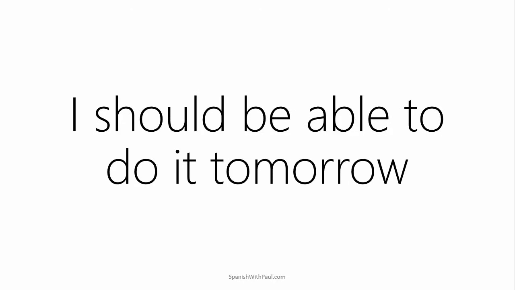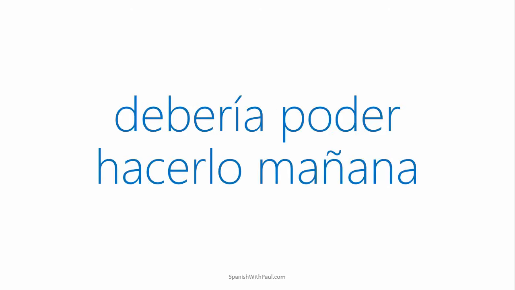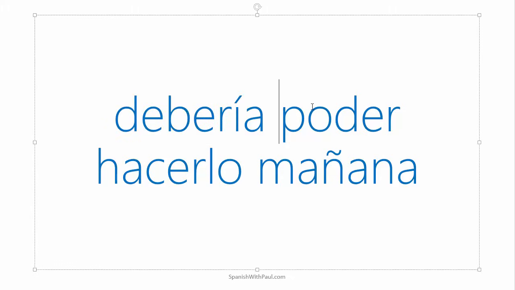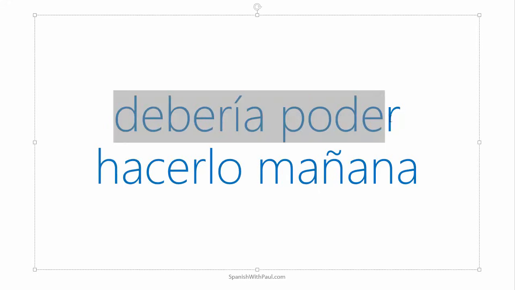Let's try this one. I should be able to do it tomorrow. How would you say that? Debería poder hacerlo mañana. Notice something interesting here. We have 3 verbs in a row. I should be able to do it, right? And then tomorrow. So, debería poder. This is what I would like you to hold on to. Something that you can grab a hold of. I should be able to.